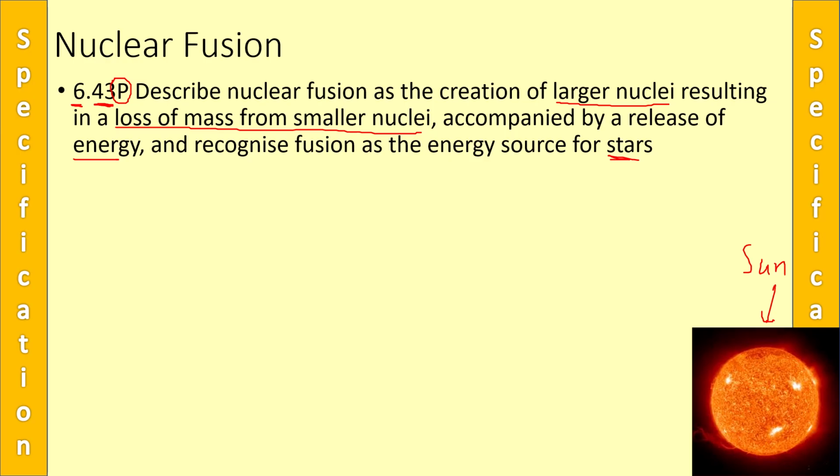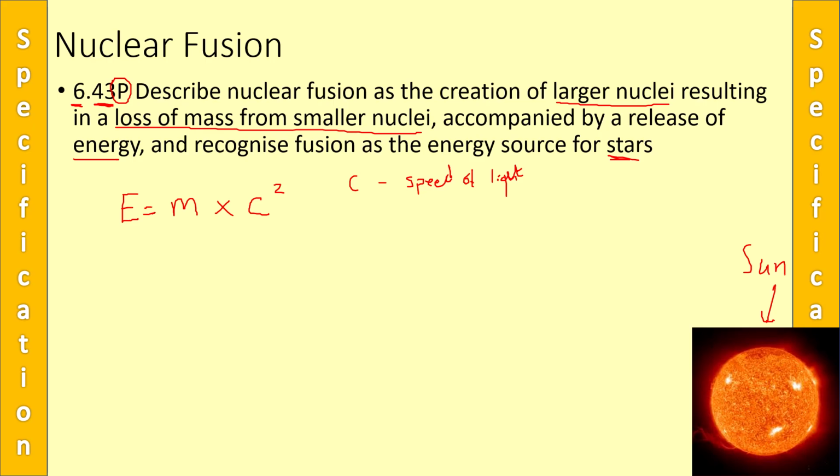So we've got this idea that larger nuclei are forming from smaller nuclei. What we didn't discuss was the loss of mass. And again, we bring up this equation. It's not directly stated on the GCSE specification, but it might just help us to think about what's happening. So c is the speed of light.